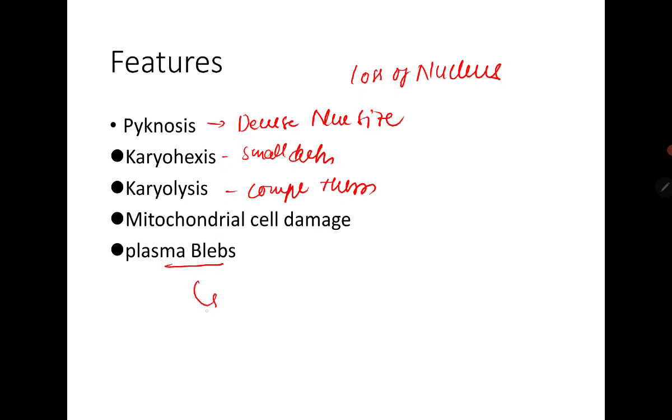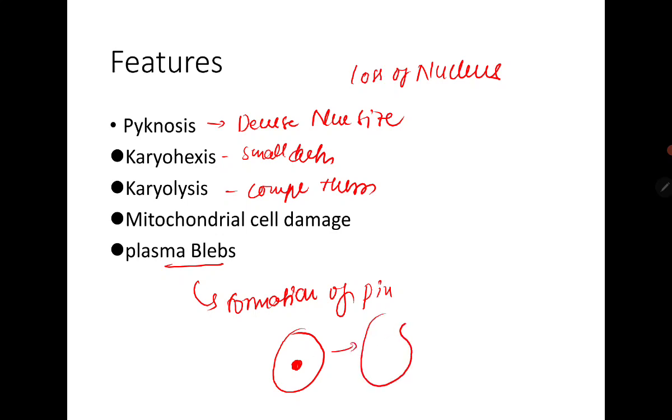Plasma blebs are nothing but the formation of a pinpoint of the cytoplasm of the cell. Take this example: a cell with a nucleus which is later destroyed, whereas a small part is pinched out of the cell into a little droplet. Then it comes out. So this is nothing but plasma blebs. These are the features of necrosis.